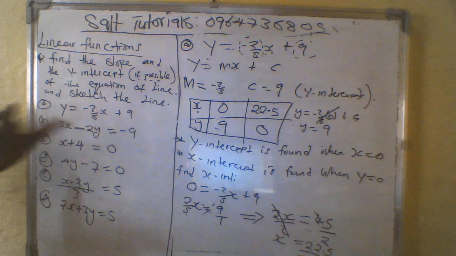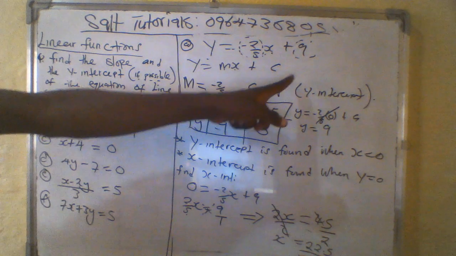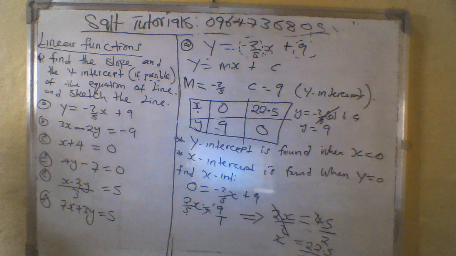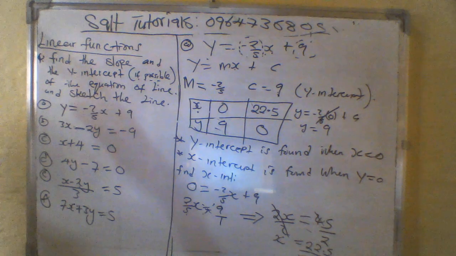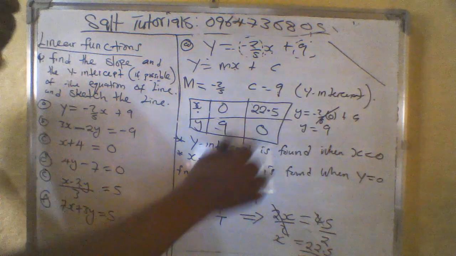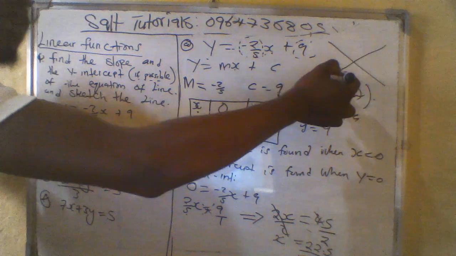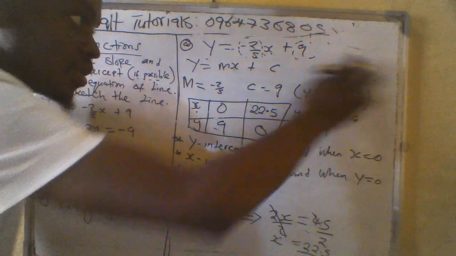So in every equation, I'm able to find the slope and the y-intercept as long as it's in standard form. So the slope and the intercept. The gradient here is negative. How am I expecting my line to slope? I'm expecting it to slope in this direction. If it was positive, I would have expected it to slope in this direction. So those are the differences in the nature of the gradients which I'm going to have.